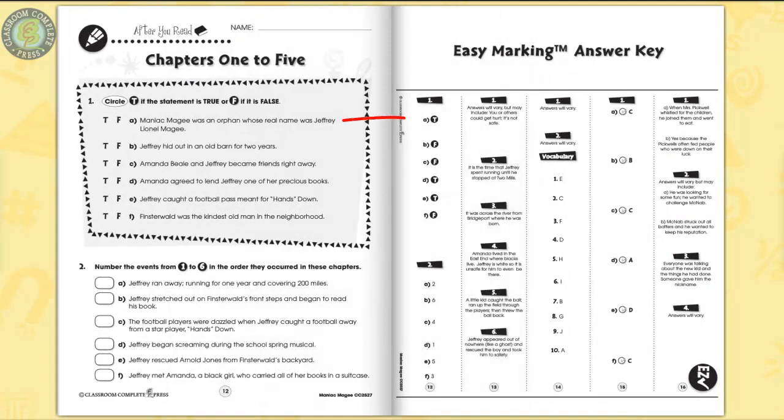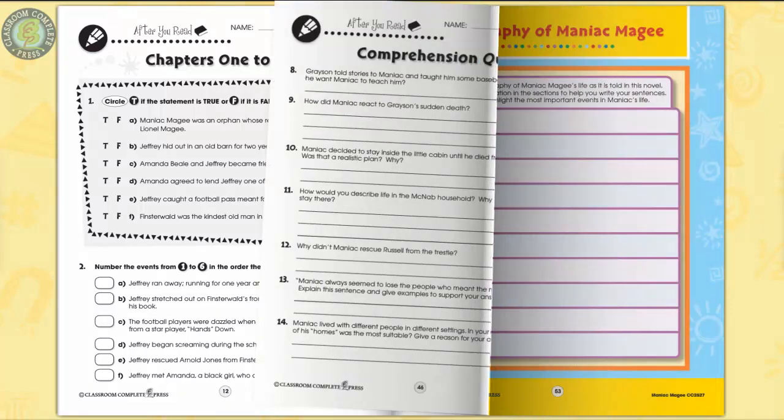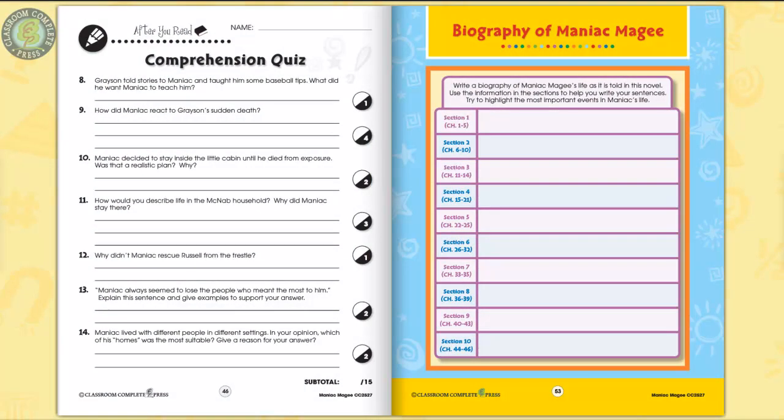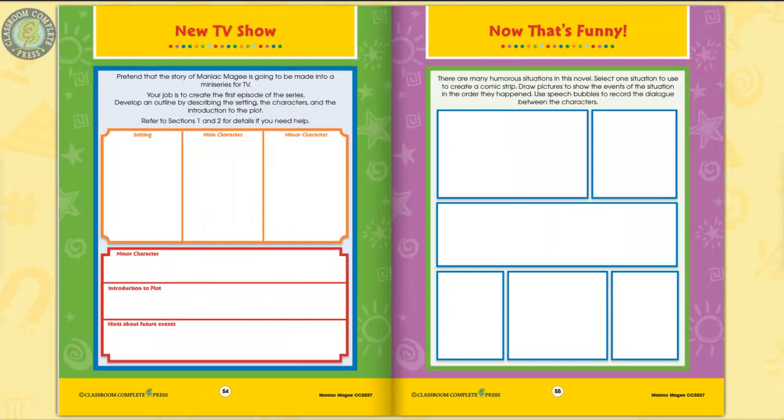The easy marking answer key works by lining up perfectly with the matching question pages. 3 color posters, which are graphic organizers, complete the resource. Create the first episode of a fictional TV show based on the novel.